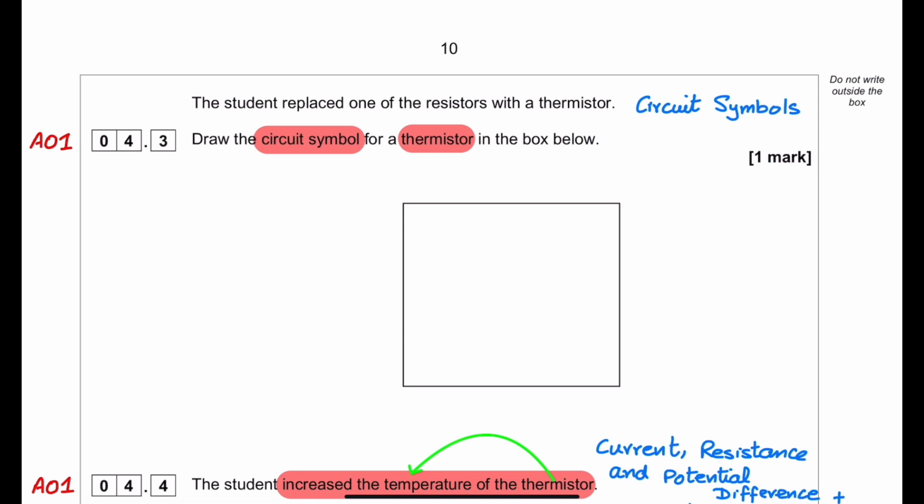The student replaced one of the resistors with a thermistor. 4.3 is an AO1 question. Draw the circuit symbol for a thermistor in the box given below, and this question is from circuit symbols. The student must know the symbol for a thermistor. It must be the correct symbol to get 1 mark.